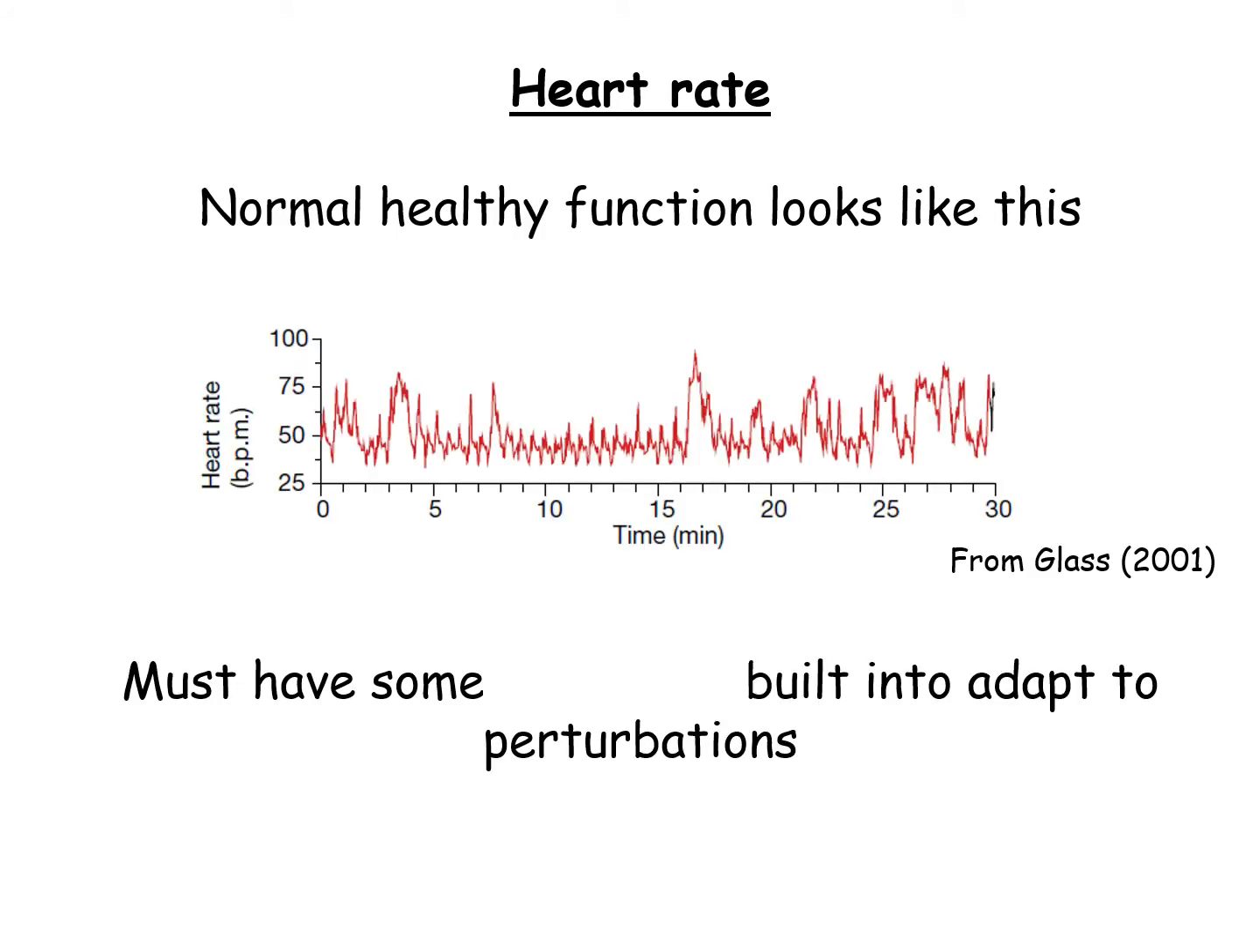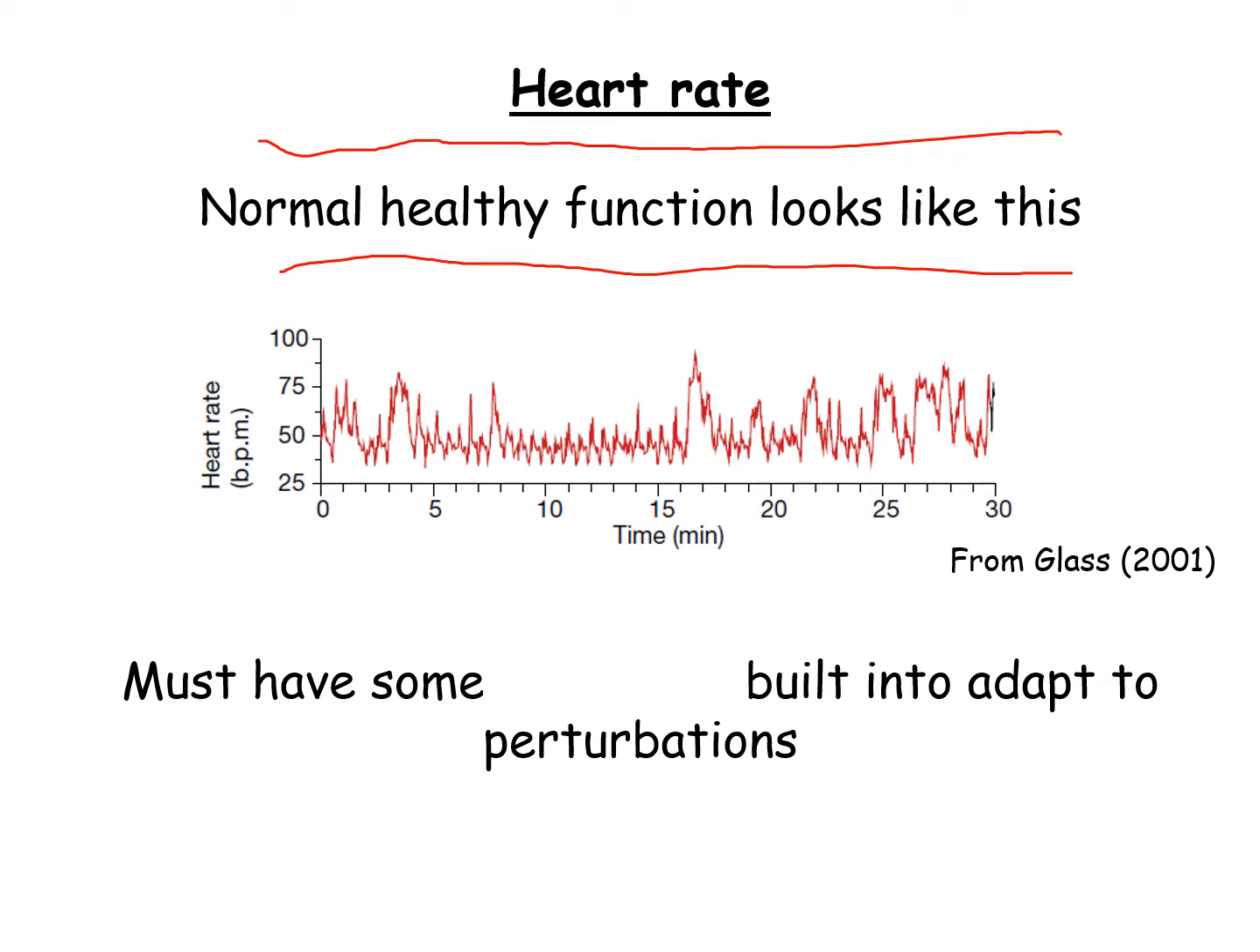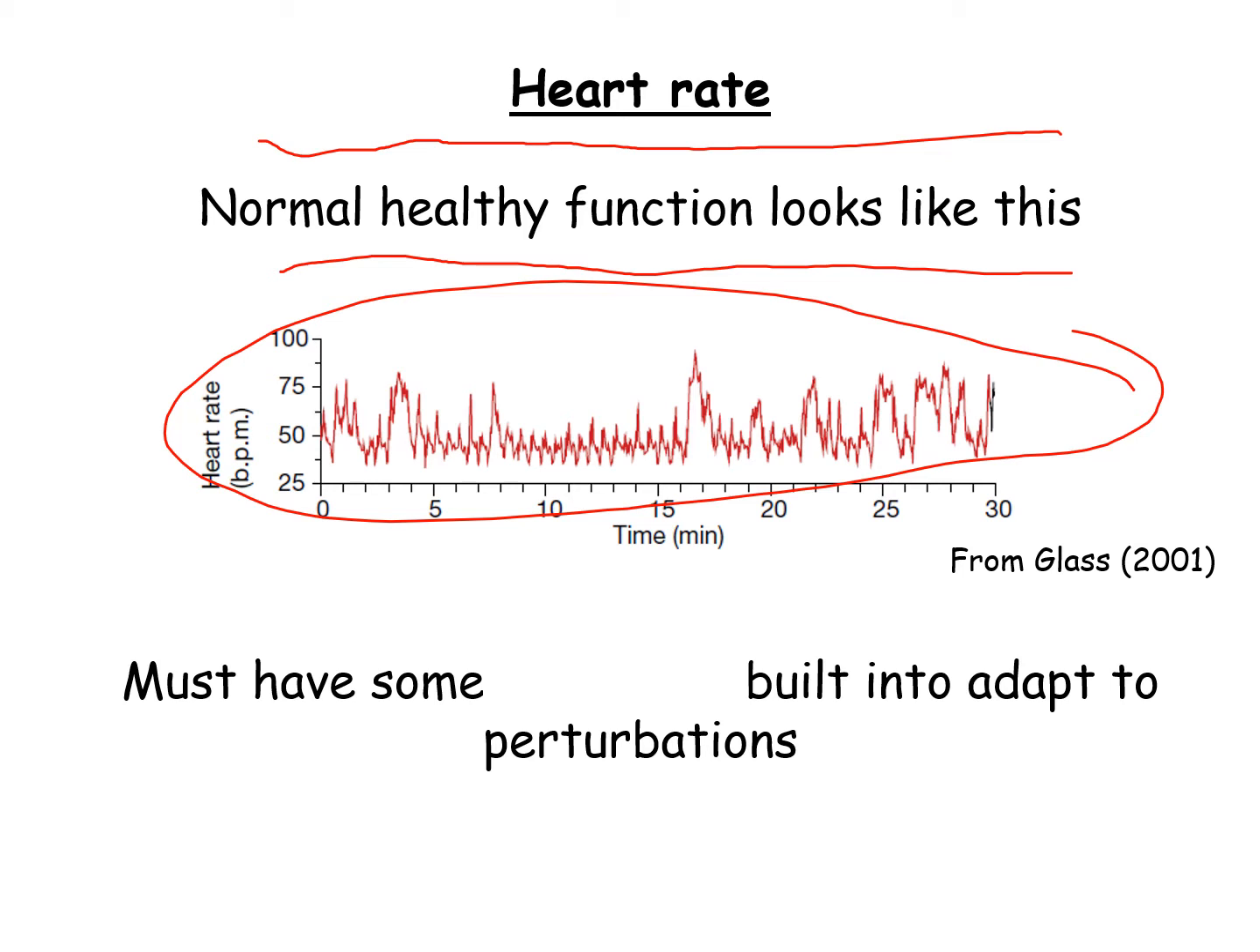So normal healthy functioning looks like this, okay? It's not that straight line. Even I can't draw a straight line. My straight line is variable, okay? It's changing a little bit. But this is what we look at when we look at a normal heart rate. It's changing just a little bit. It must have some variability built into it to adapt to what we consider perturbations. Okay, perturbations are small little effects.